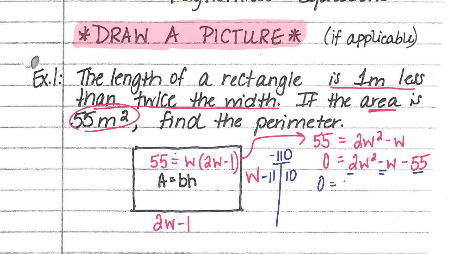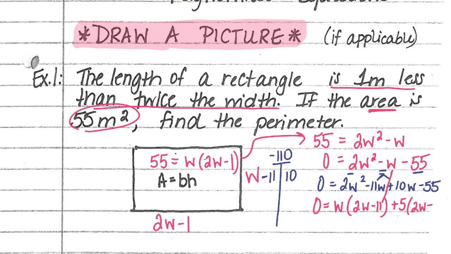So I'm going to use substitution. Instead of putting in 1 negative W, I'm going to use negative 11W plus 10W. Anytime I have 4 terms, cut it in half. Here I could take out a W, and I have 2W minus 11. And here I could take out a 5, and I have 2W minus 11. So it looks like 0 is equal to W plus 5 and 2W minus 11.